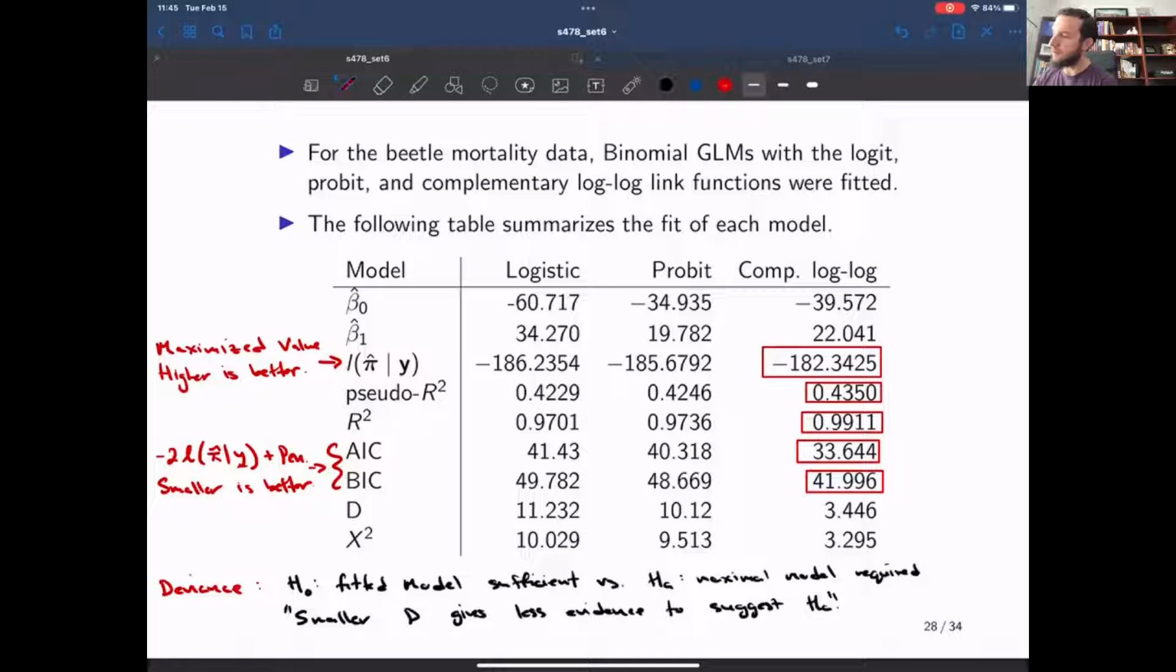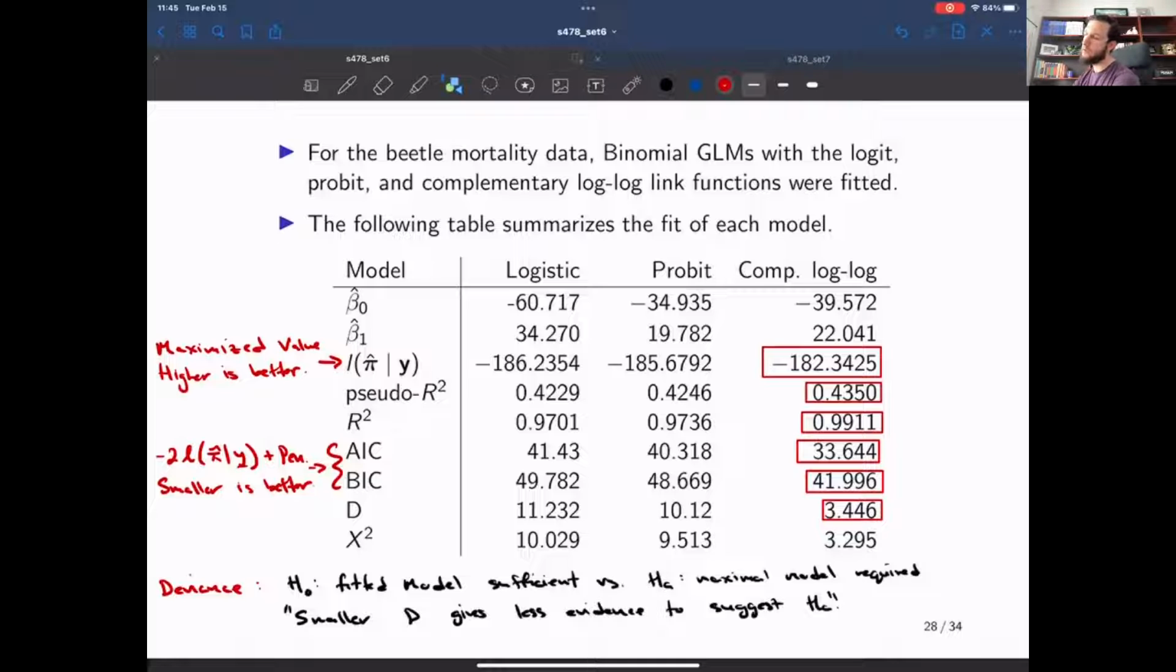So by that logic, if you want to take that sort of approach or look at it, you can see here that, again, the deviance associated with the complementary log-log is quite a bit smaller than the deviances associated with the logistic and the probit model.